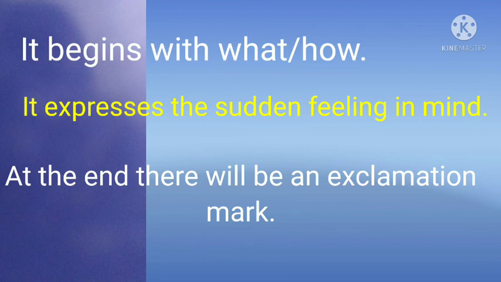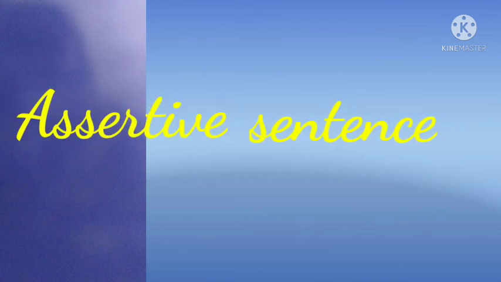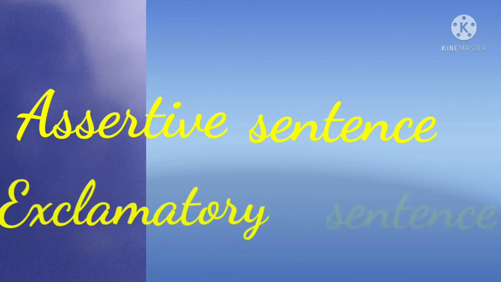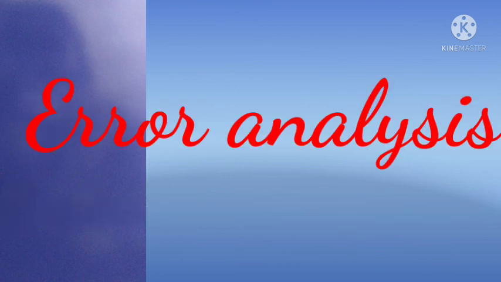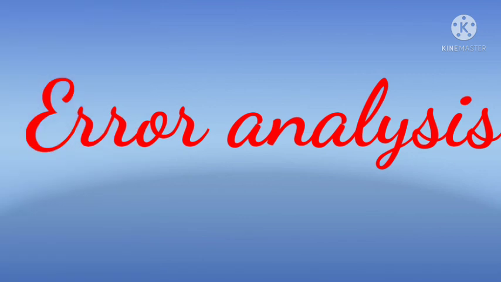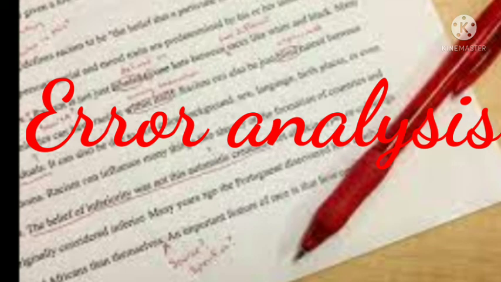So we have studied the first two types of sentences, namely assertive sentence and exclamatory sentence. Now let me stop it here for the time being, because I want to come back to the error analysis part. Today I would like to say something about the two common words, several and many.